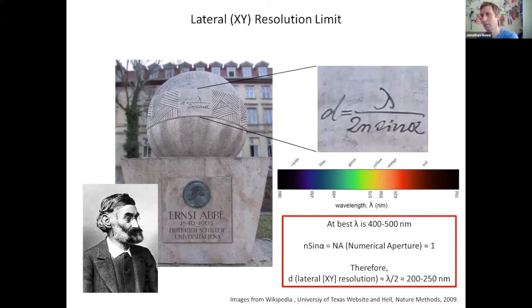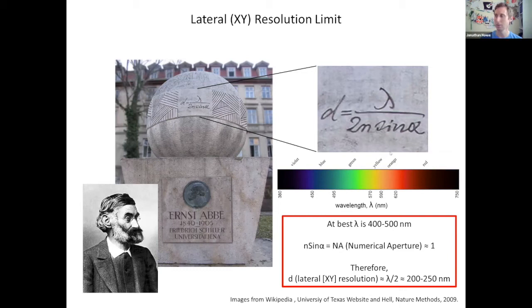Well, here is the Abbe resolution limit. It was obviously thought to be quite an important thing because they put it on his memorial in Jena. And you can see on the right, here's the equation. D, which is the lateral resolution, equals the wavelength of light divided by 2 n sine alpha.